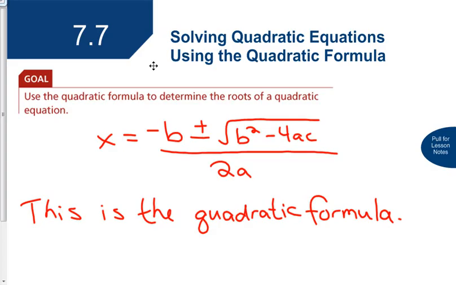7.7 Solving quadratic equations using the quadratic formula. Our goal is to use the quadratic formula to determine the roots of a quadratic equation. Sometimes an equation won't be very easy to factor. This is one way of solving those kinds of equations. The quadratic formula is written as x is equal to negative b plus or minus the root of b squared minus 4ac, all over 2a.